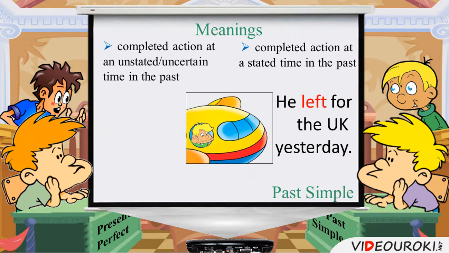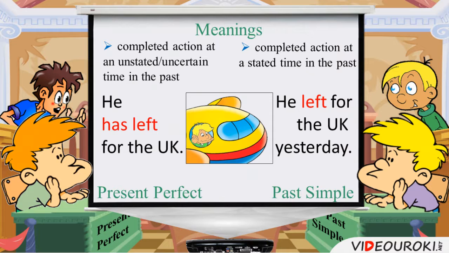And if we speak about a completed action which happened at an unstated or uncertain time in the past, we use the present perfect tense. А если мы говорим о завершенном действии, которое произошло в неуказанное или неопределенное время в прошлом, то мы употребляем настоящее совершенное время. He has left for the UK. When did he leave? We don't know the time. Когда он уехал? Мы не знаем время, оно не указано.